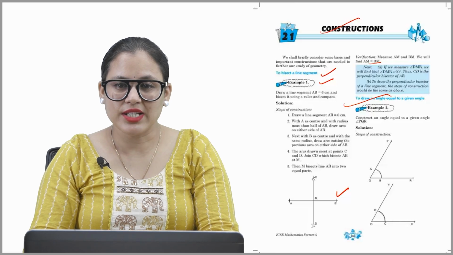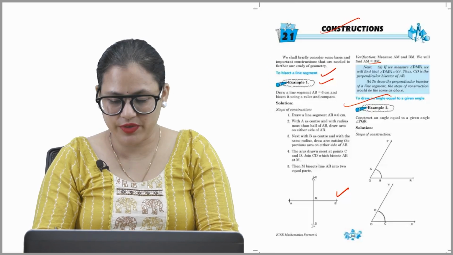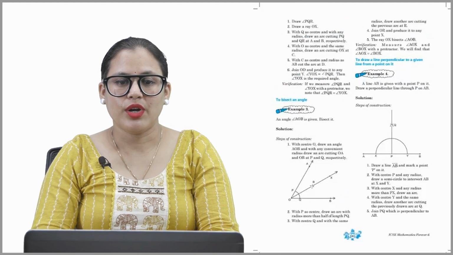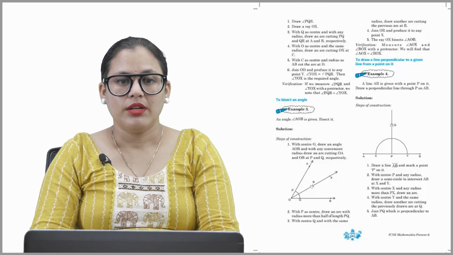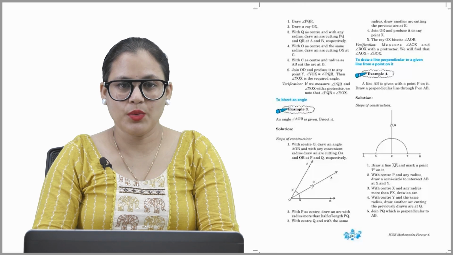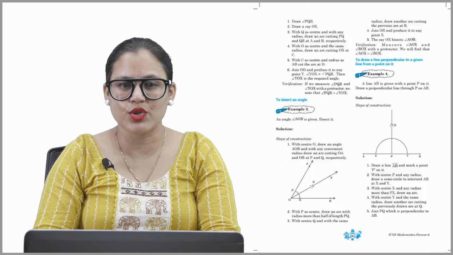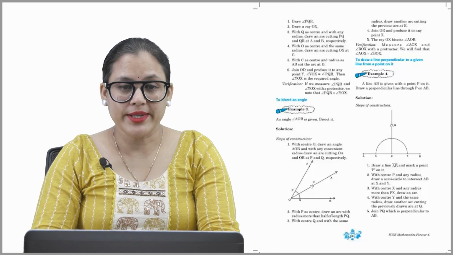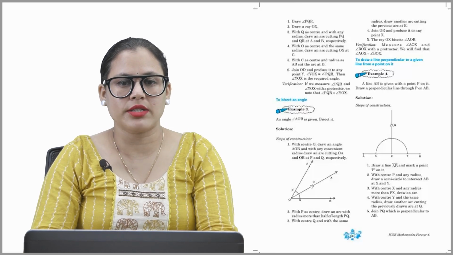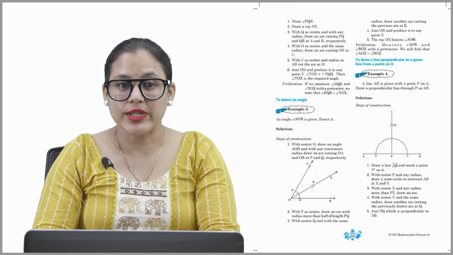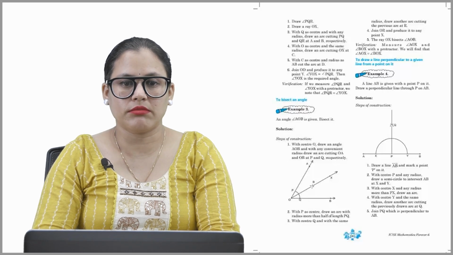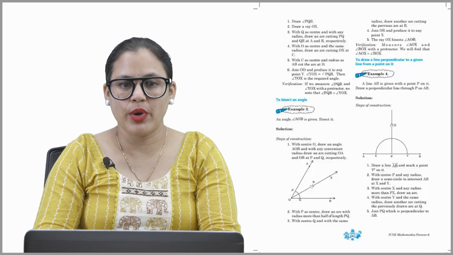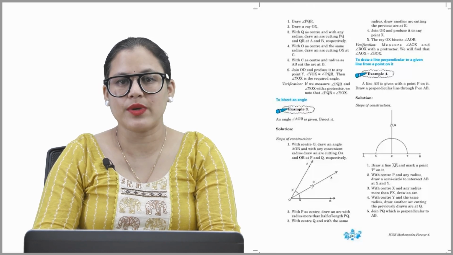Example 2, construct an angle equal to a given angle PQR. Steps of construction. Number 1, draw angle PQR. 2, draw ray OX. 3, with Q as center and with any radius, draw an arc cutting PQ and QR at A and B respectively. Number 4, with O as center and the same radius, draw an arc cutting OX at C. 5, with C as center and radius AB, cut the arc at D. 6, join OD and produce it to any point Y. Angle YOX is equal to angle PQR.